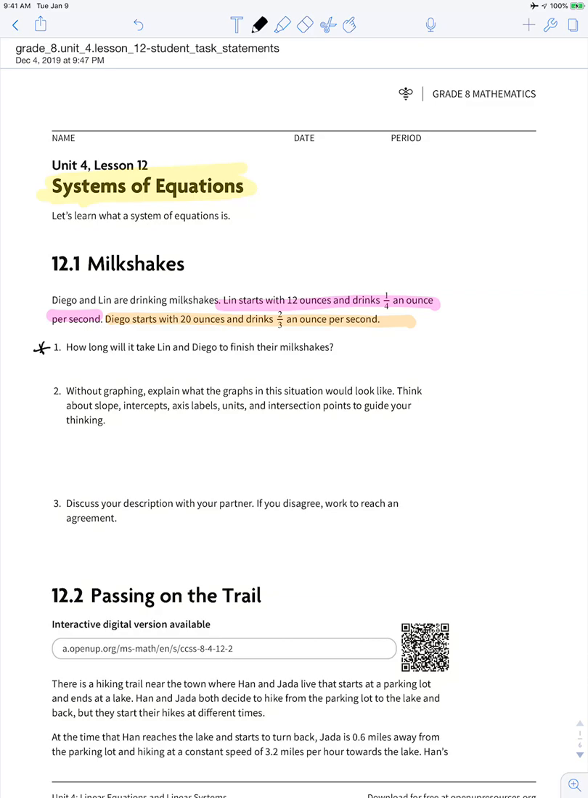Okay, I'm going to relate each of their information to an expression if we think about what's happening with Lynn. And this is an important piece, so if maybe you didn't create an expression, this would be an opportunity to write that down as we progress through this idea of systems of equations. So she starts with 12, and then she's drinking a fourth of an ounce per second. So we're going to say X is the number of seconds.